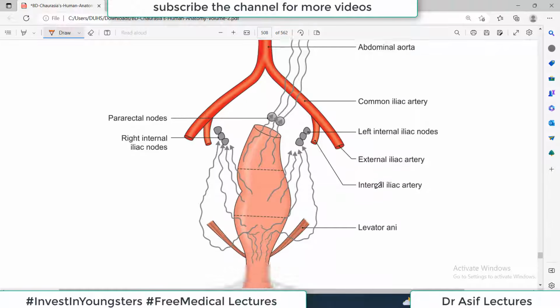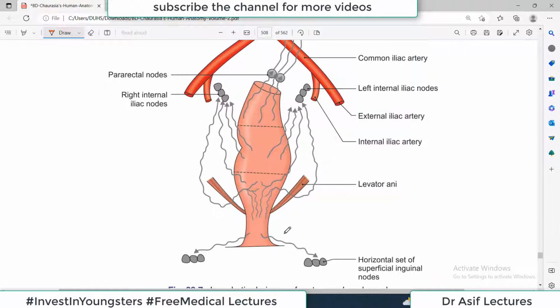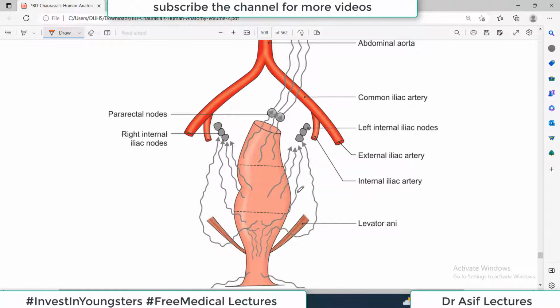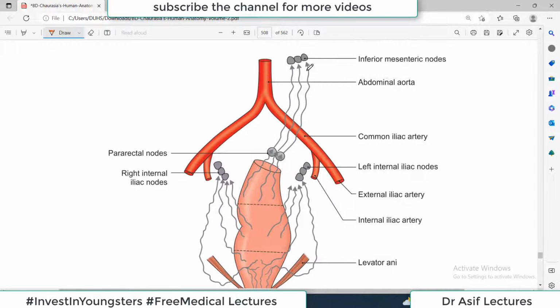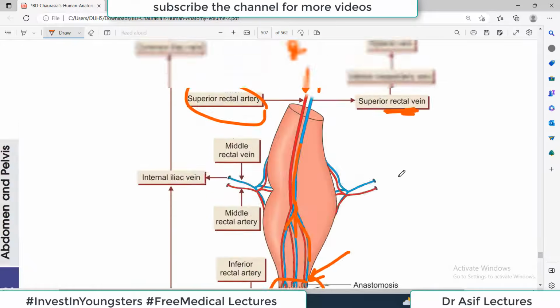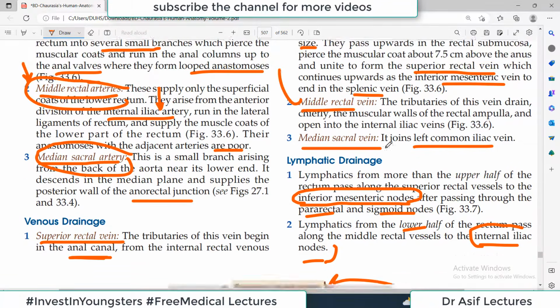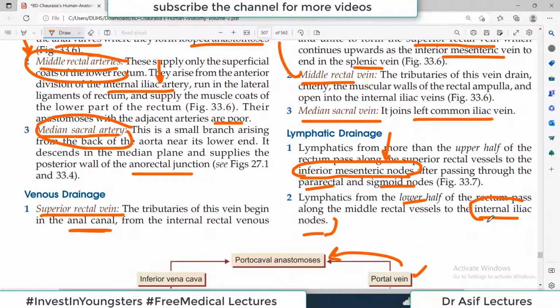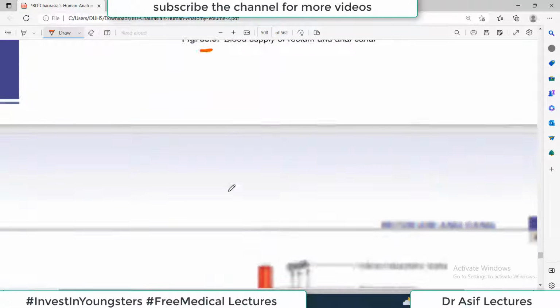So that's the diagram to show you that this is the rectum, the lower part and the upper part going into different groups of lymph nodes. You see there the inferior mesenteric lymph nodes getting lymph from the upper part. Okay, so that is an important lymphatic drainage. So inferior mesenteric lymph nodes and internal iliac lymph nodes.